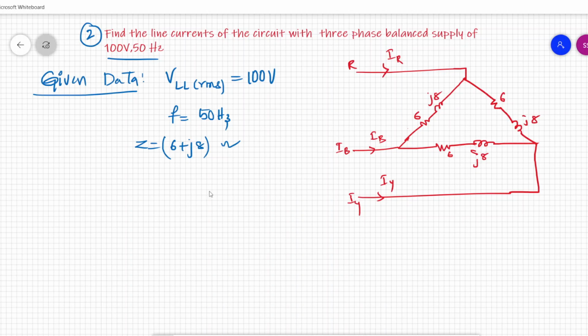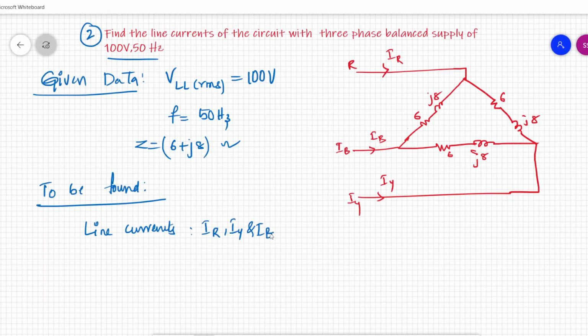now let us find line currents. The given network is a delta network. Okay, remember that. To be found are line currents. Let us give them the names IR, IY and IB. Okay, so let us give the names for phase currents also. They are small ir, small iy and small ib.